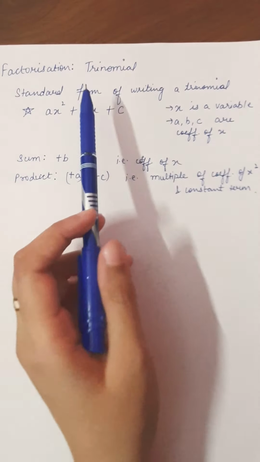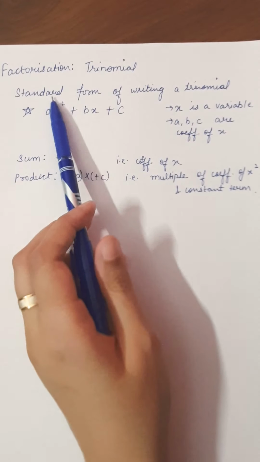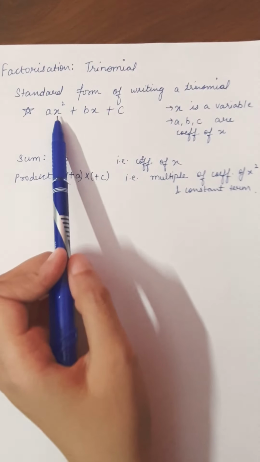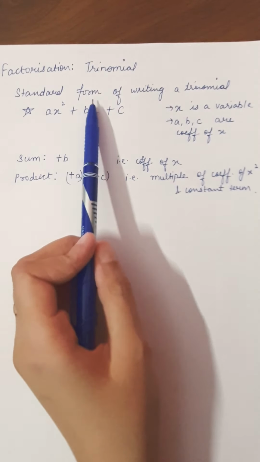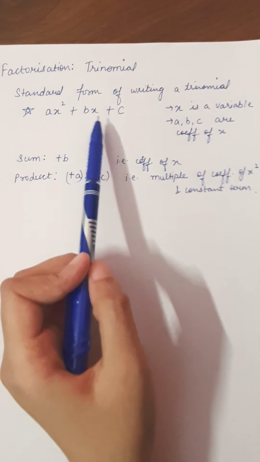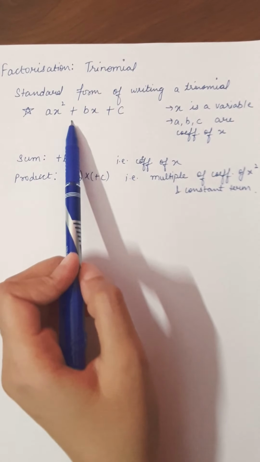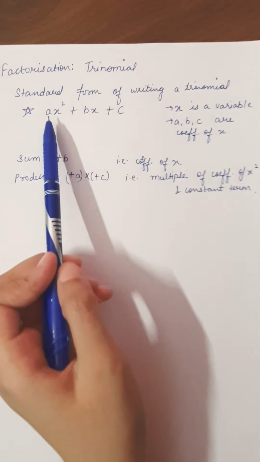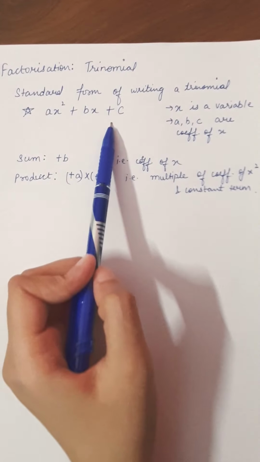First of all, a trinomial is a polynomial having three terms. So the standard form of writing a trinomial is this. First we will write the term of highest power, then the lesser power, that is 1, and then the constant term. So this is the standard form. Every equation should be expressed in the standard form first. Here x is a variable and a, b and c are the coefficients, where c is a constant.